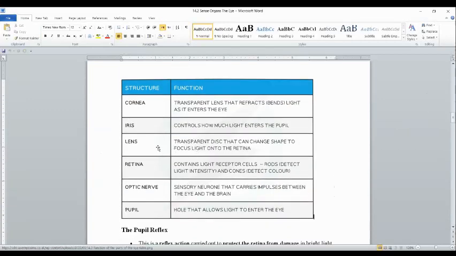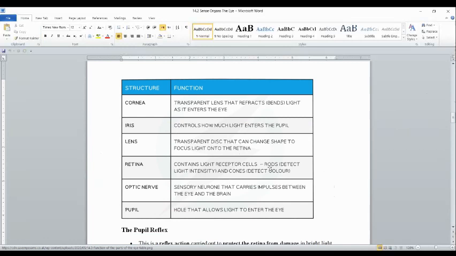The lens that I told you is like the lens of a magnifying glass, a transparent disc that can change shape to focus light onto the retina. So it focuses the light onto the retina. The retina also contains light receptor cells, two types of them. One of them are rods, the other are called cones.